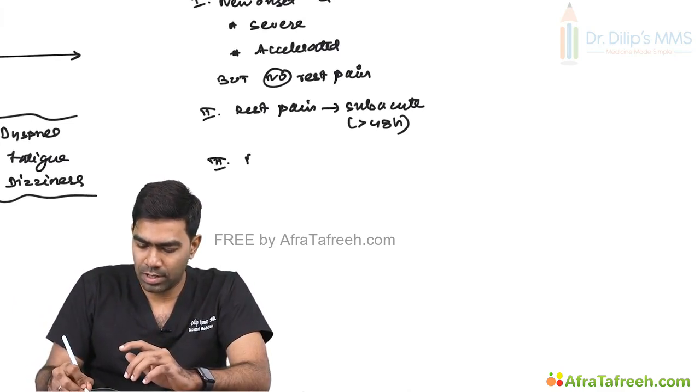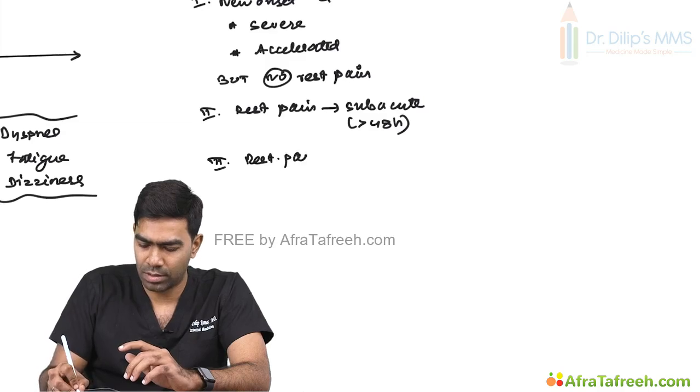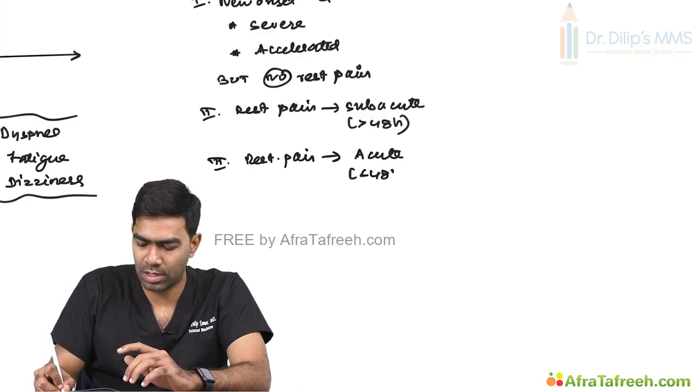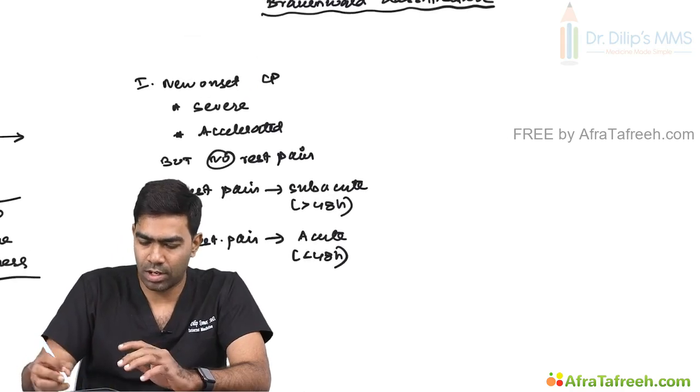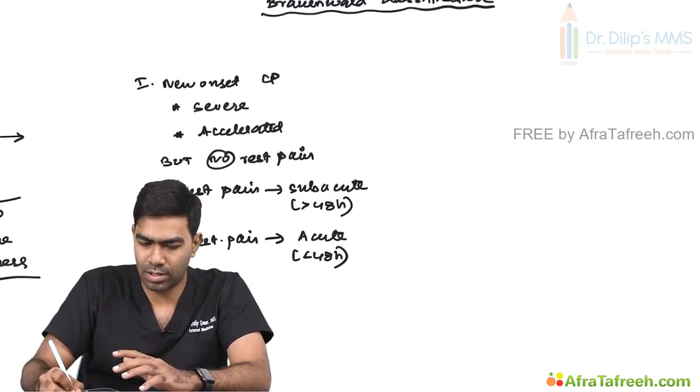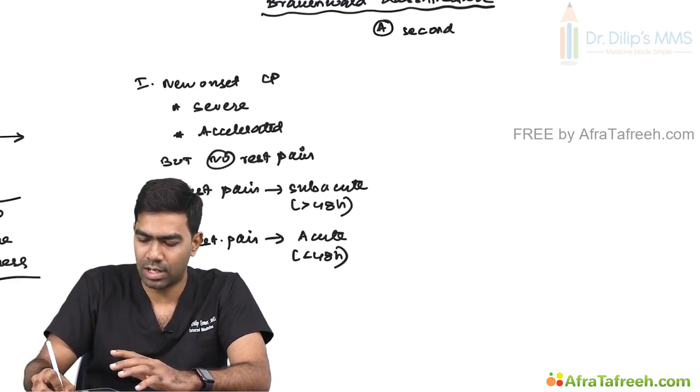Class 3 means the patient is having a rest pain that is acute in nature, which means within the last 48 hours, they had rest pain. Simple. And on the x-axis, I can write classification system A, which is called secondary unstable angina.